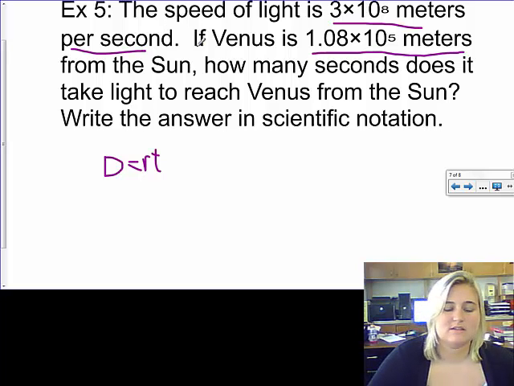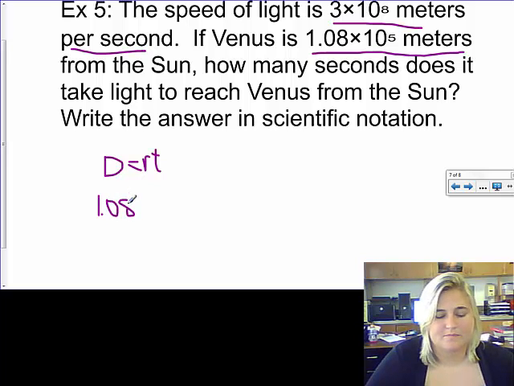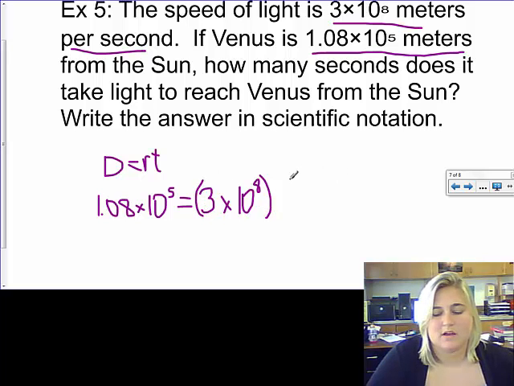So my distance is going to be 1.08 times 10 to the 5th, which must be equal to, I already told you that the rate is 3 times 10 to the 8th, and that's my rate. So I plug that in for R. It's being multiplied by the time.